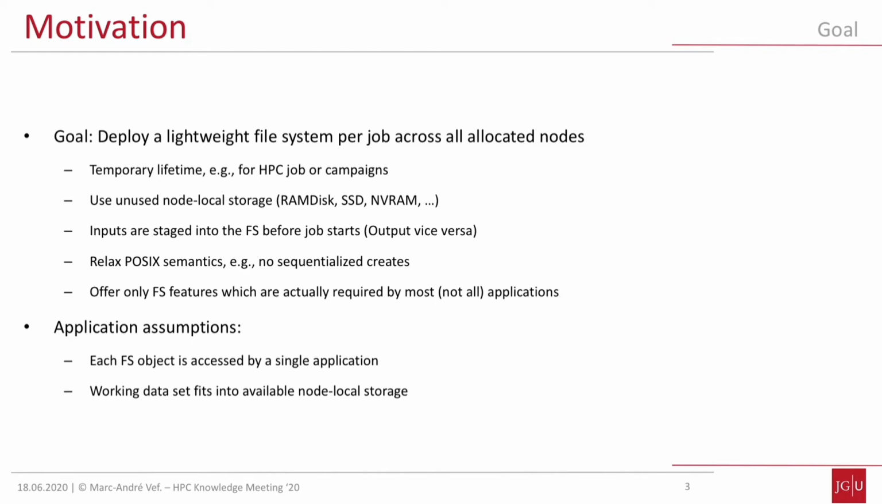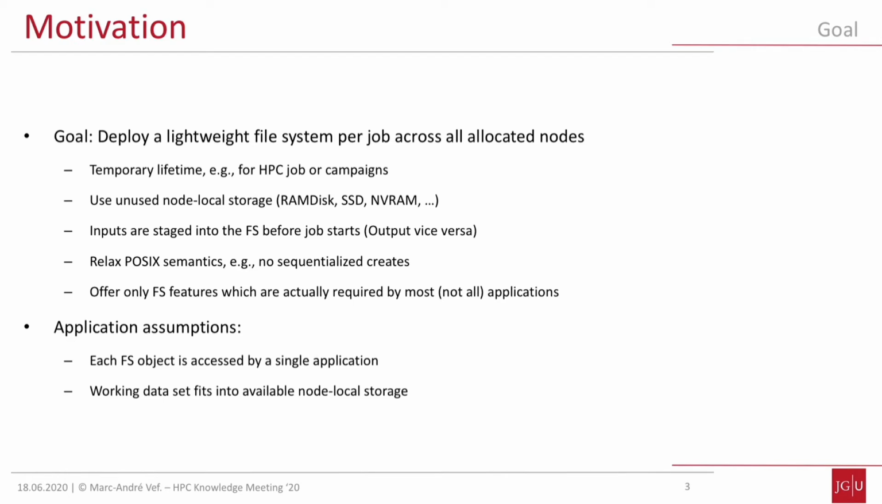Now, the goal of GekkoFS in the beginning was to have a very lightweight file system that can be used by anyone. So it doesn't involve an HPC administrator, and it can just run in user space during the lifetime of an HPC job, and can just be used by the user that is running the job. The file system should then use all the node local storage, whatever is available. It could also be a RAM disk or SSD. And then all the input data that the application needs is staged in before the job really starts, and the output data is staged out and moved to the parallel file system after the job finished.